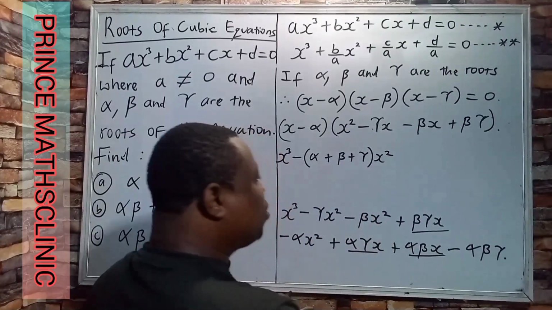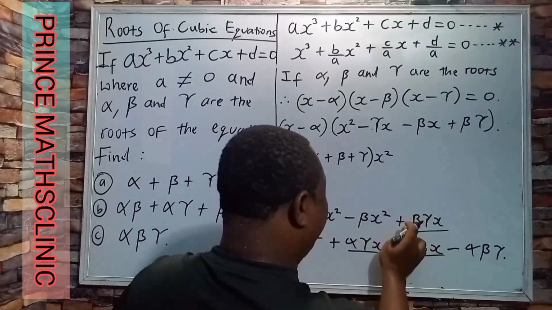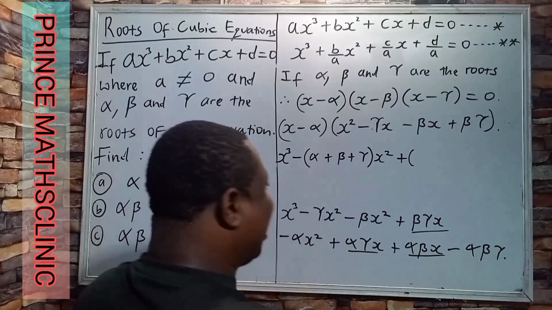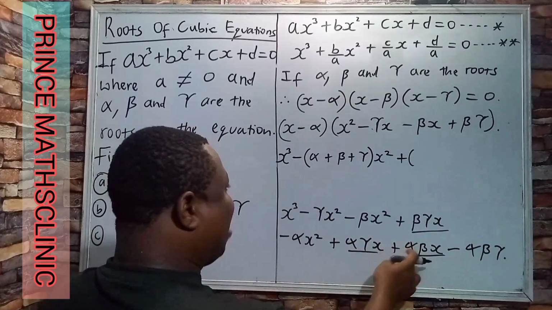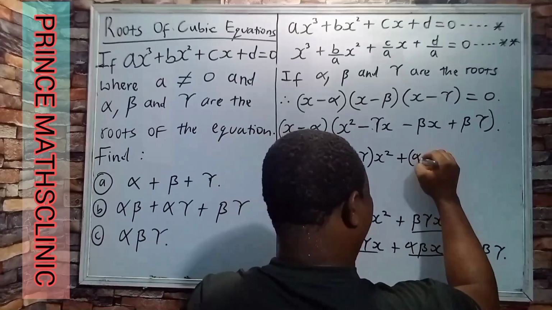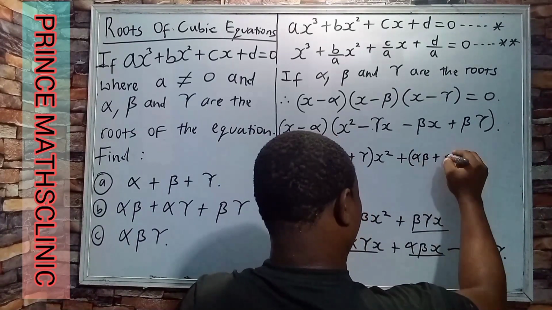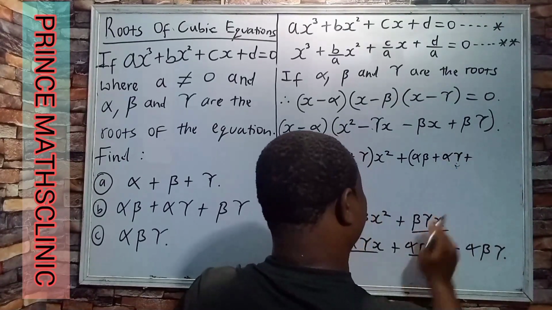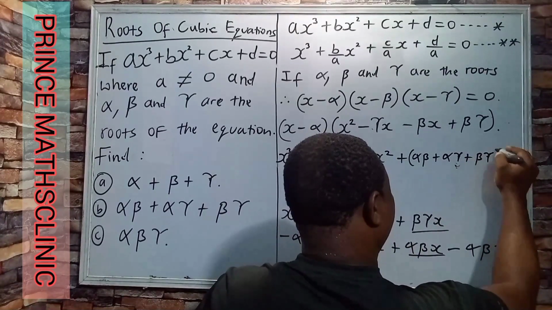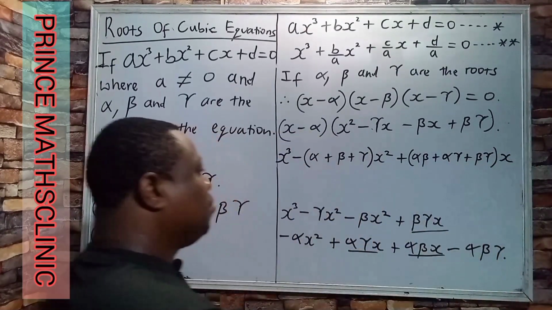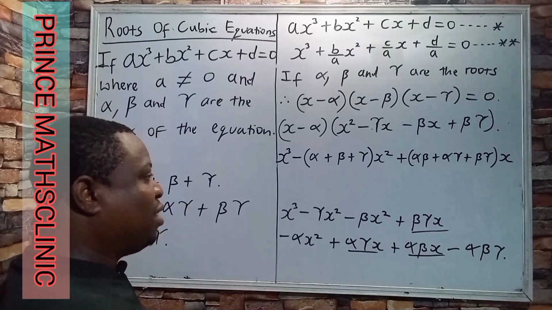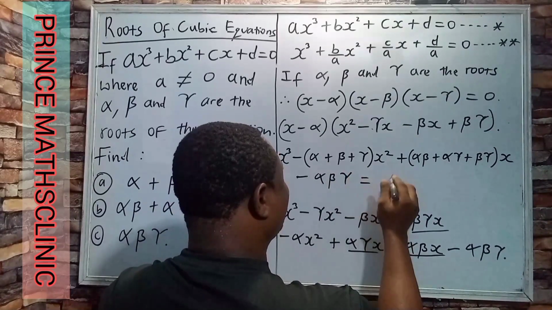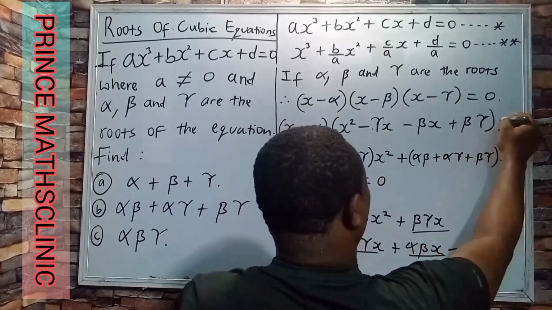So let's go to the ones with just x. Remember, plus, plus, and plus will give us plus. Let me arrange that again: alpha beta, alpha gamma, and beta gamma, all multiplied by x. Then I have a constant here that does not have x at all, and that is negative alpha beta gamma. Mind you, all is equal to 0.